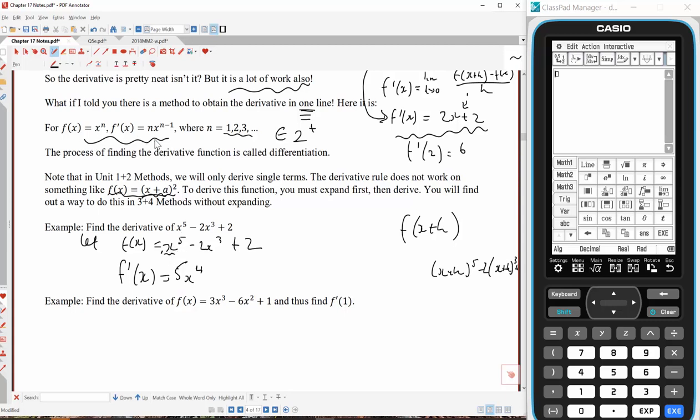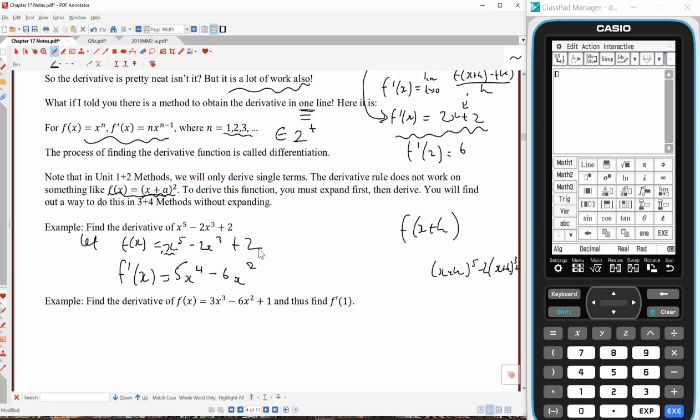That's what this rule describes. It says, to get to the derivative function, grab that n and multiply whatever is out the front by that n value, and then you drop the power, or the degree, down by 1. So for this one, we've got 3 lots of -2, which is -6x, and the 3 goes down to 2.